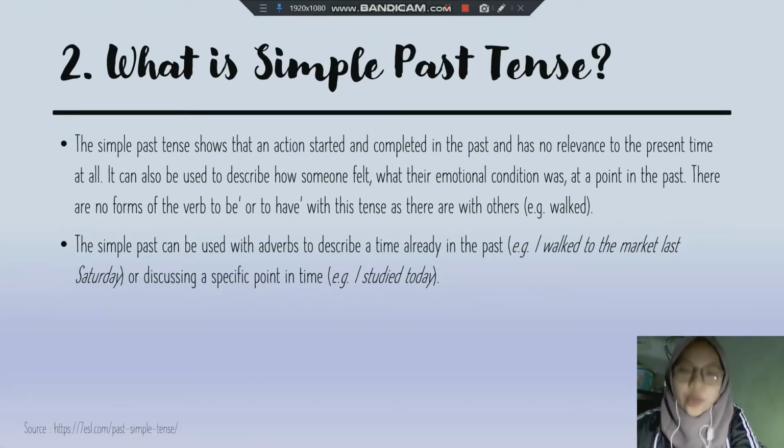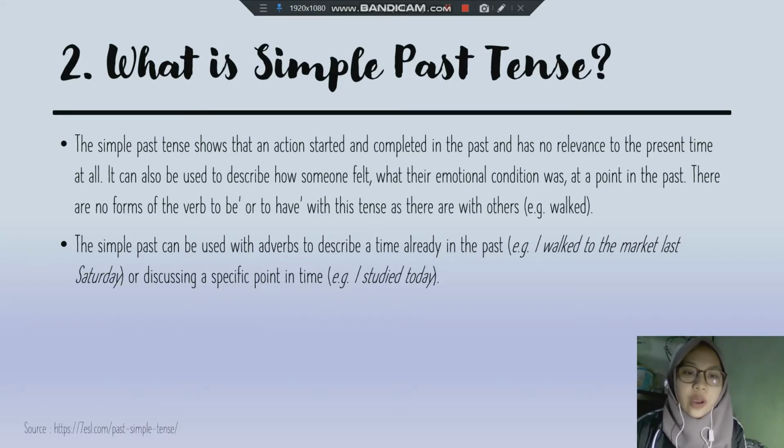Number 2, what is simple past tense? The simple past tense shows that an action started and completed in the past and has no relevance to the present time at all. It can also be used to describe how someone felt, what their emotional condition was, at a point in the past.